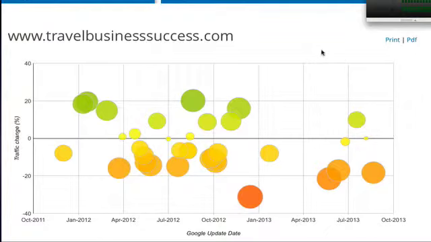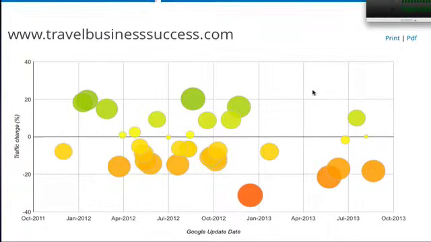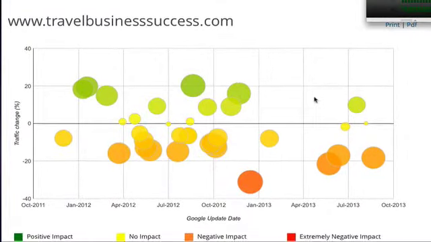That sounds good. Well, let's jump right into looking at travel business success, and you had mentioned what you should do if it was Panda, and what you should do if it was Penguin. So why don't we start off with Panda? And what are you noticing on my site with travelbusinesssuccess.com?